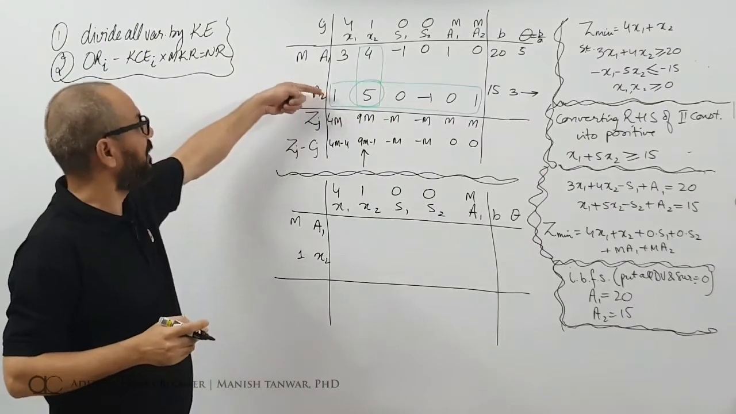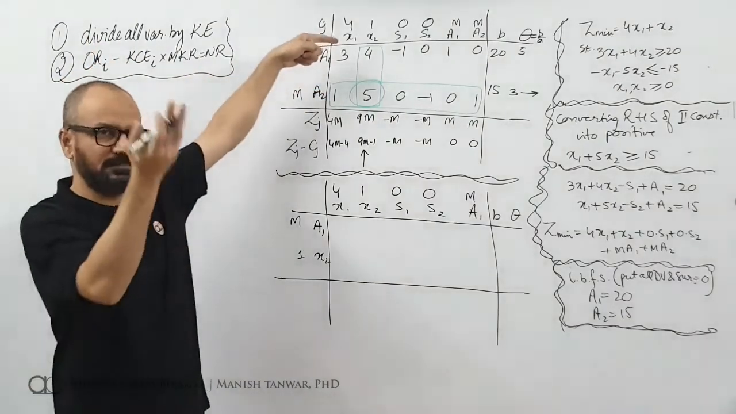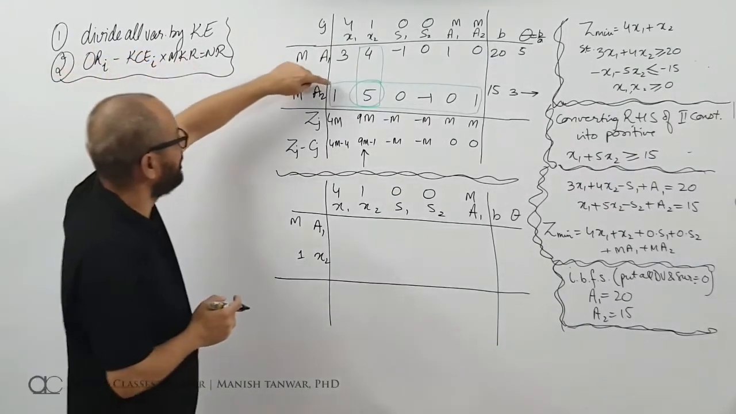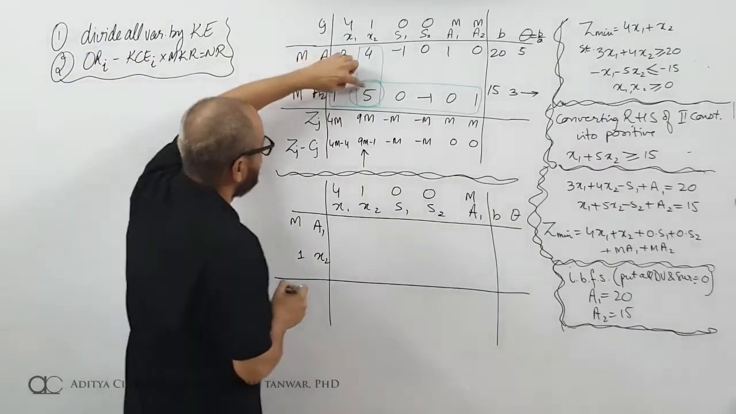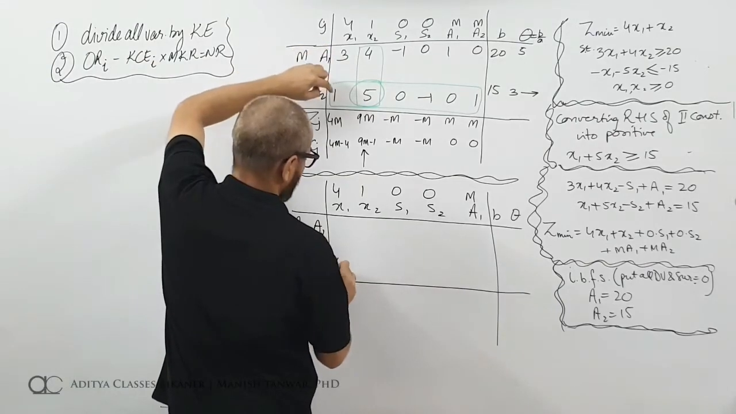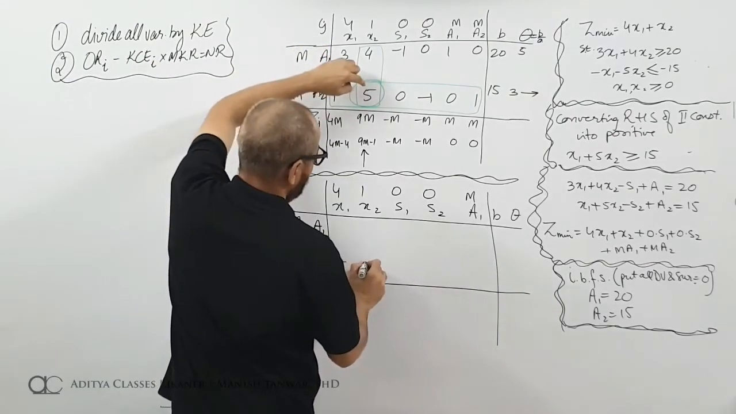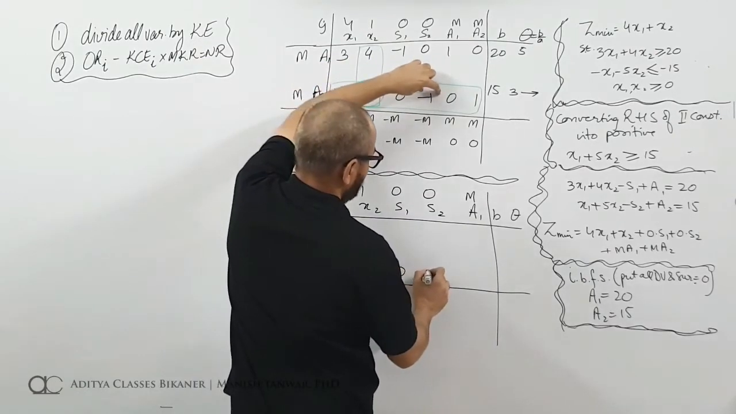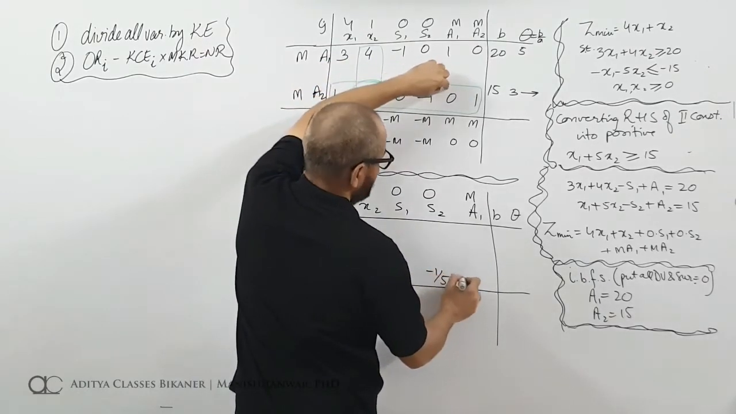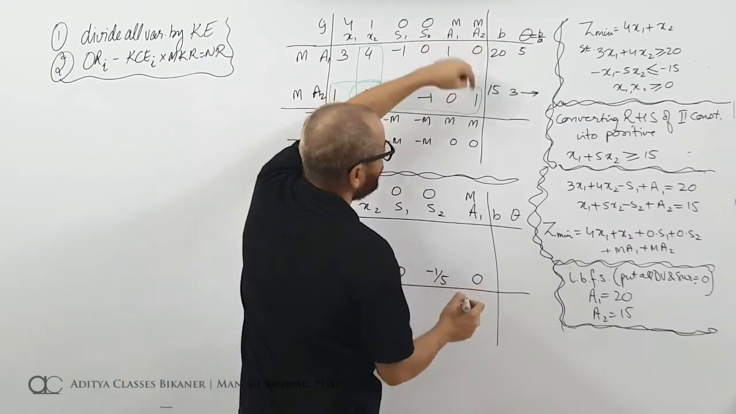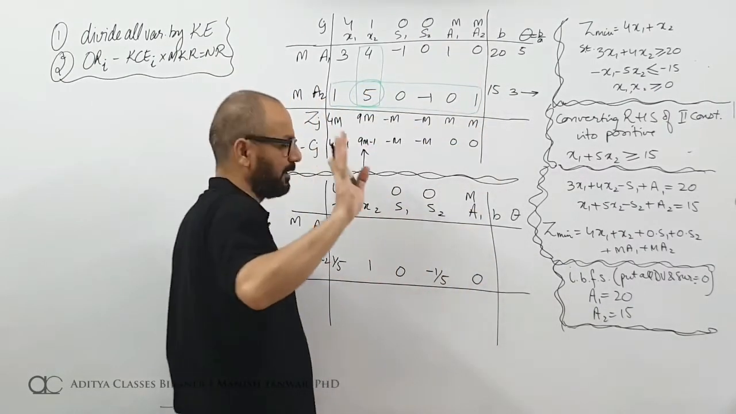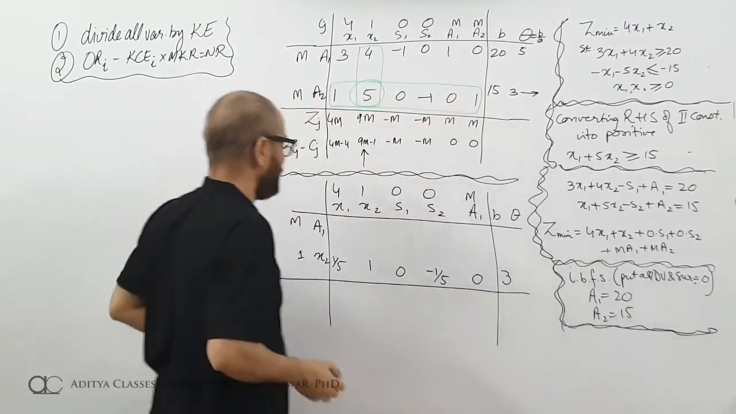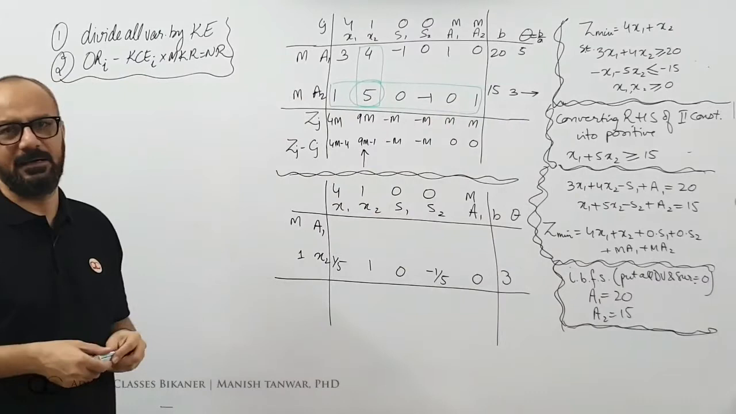So this is my key row, I will use the first rule. This is any other row, I will use the second rule. So the first rule is divide all variables by the key element. Divide 1 by 5, 1 by 5. 5 by 5 would be a 1. 0 by 5 would be a 0. Minus 1 by 5, and 0 by 5 would be a 0. A2 is gone from here. A2 is never coming in my solution. 15 by 5 would give me a 3. So I have transferred my key row.